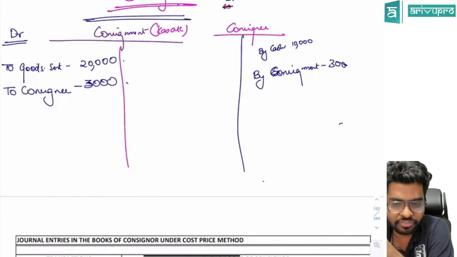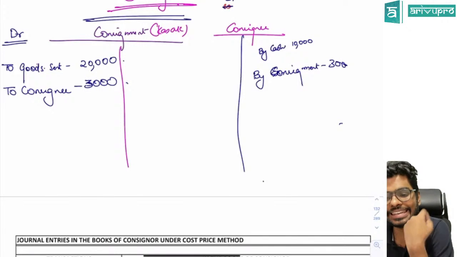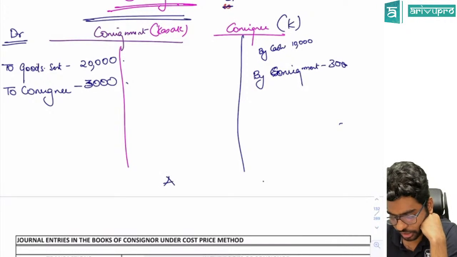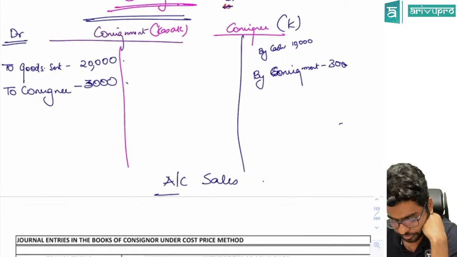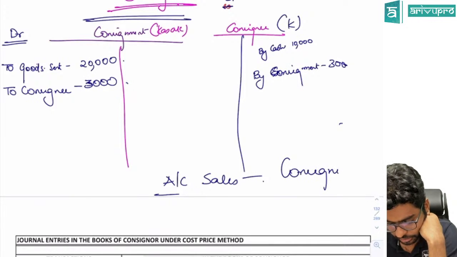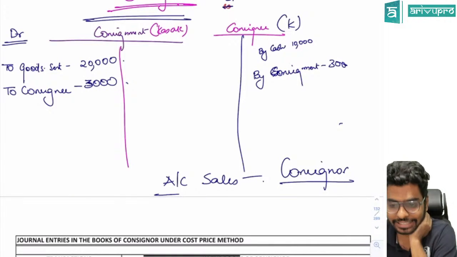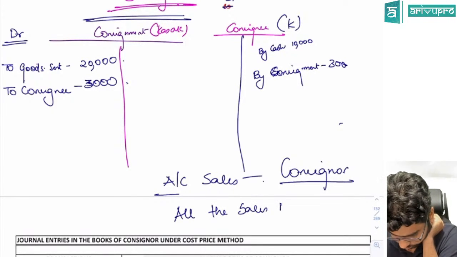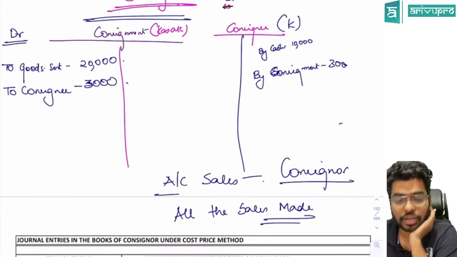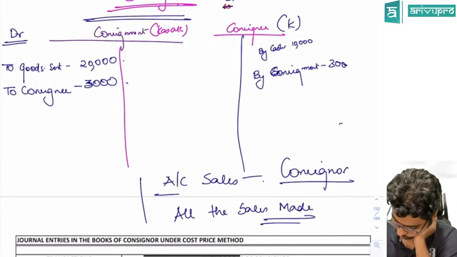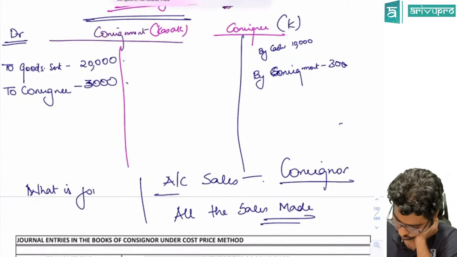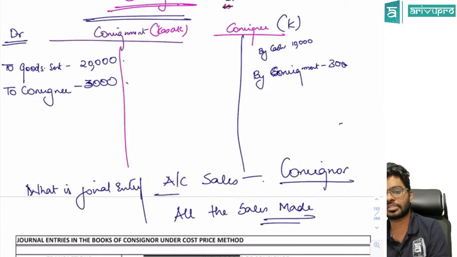Now, end of every year, the consignee, that is Kasak, is going to be sending something called an account sales to the consigner, providing details about all the sales made. Are you clear? Now, what do you think is going to be the journal entry?